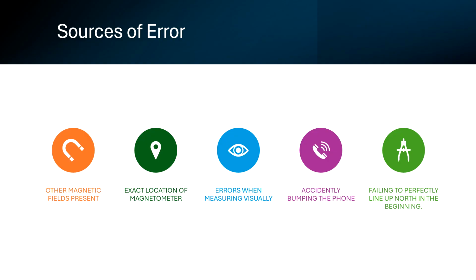On this slide, we have the possible sources of error. Other magnetic fields being present can cause inaccurate readings. The exact location of the magnetometer: we gave a general area of where it was, but it could be off within that general area. Errors when measuring visually can cause inaccurate readings. Accidentally bumping the phone when we're changing the location of the magnet, and failing to perfectly line up north in the beginning when we're setting up the phone.